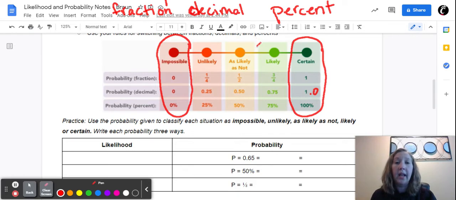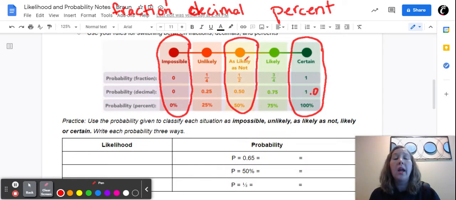Now, the other one is if it is as likely as not to happen or to occur. If it's as likely as not, then that is going to have a fraction of 1/2, a decimal of 0.50, and a percent of 50%. So if you remember from the example before, we talked about the probability of flipping heads on a coin. That would be 50%. That would be 1/2 because it has an equally likely chance of landing on heads as it does of tails. So that would be 1/2. Now, if something is unlikely to occur, it's going to be between 0 and 1/2, or 0% and 50%.